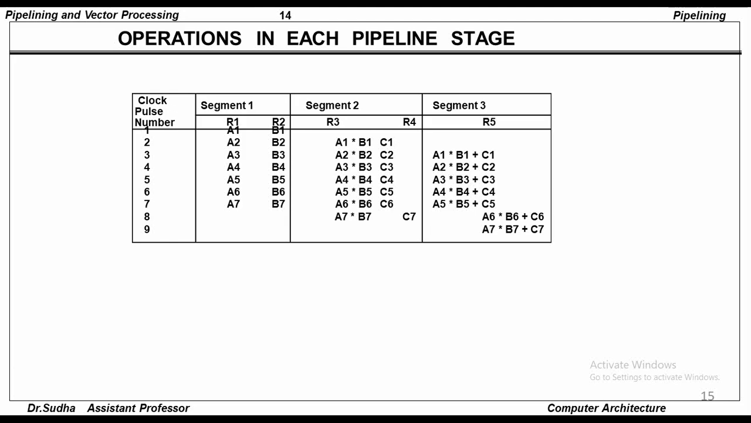In the first segment, R1 and R2, we multiply the values. After segment 2, the R3 value will be stored. R4 is in the C memory. Then the R4 value and R3 value will be added. Finally we get the result in R5.